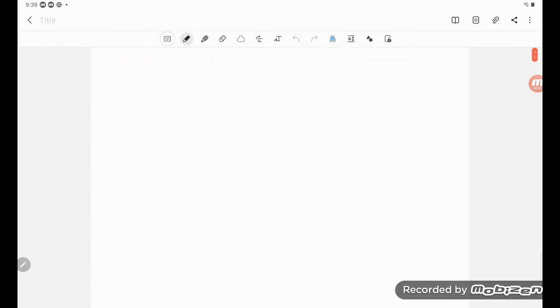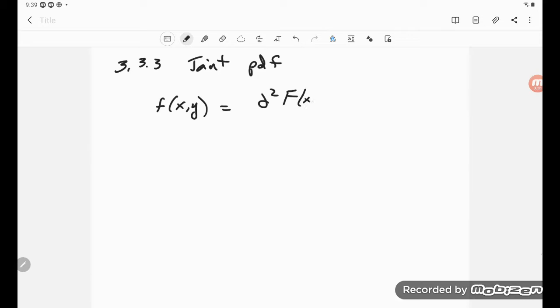Okay, so let's look at section 3.3.3, the joint probability density functions, PDFs, lowercase. And here we just define f of x and y as the mixed partial of F of x and y. So partial of x, partial of y.